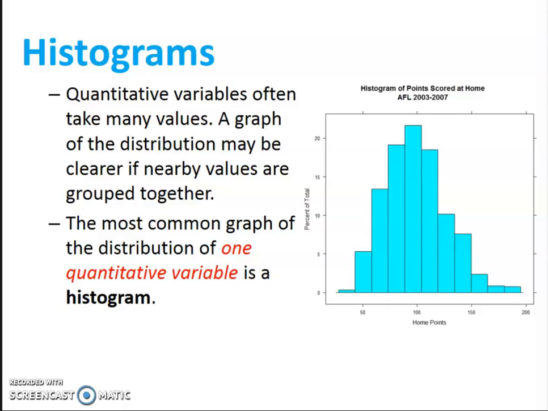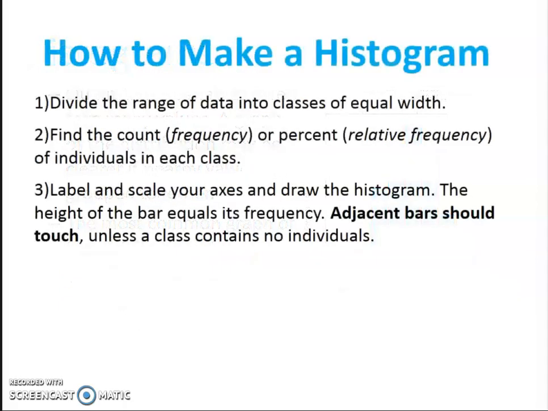Histograms and bar graphs are different things. We'll talk about that here in a little bit. So we're going to talk about how you make a histogram if you're just given the raw data. The first thing that you want to do is divide the range of the data into classes of equal width.